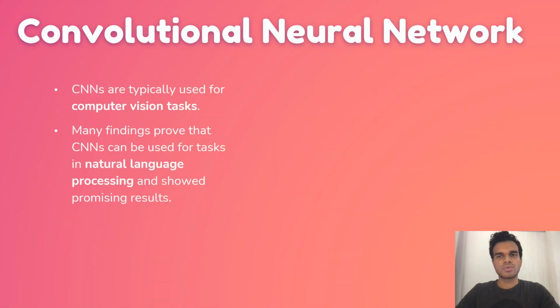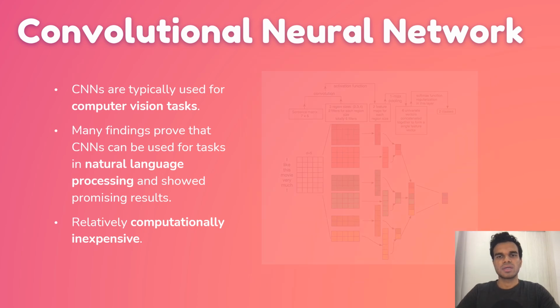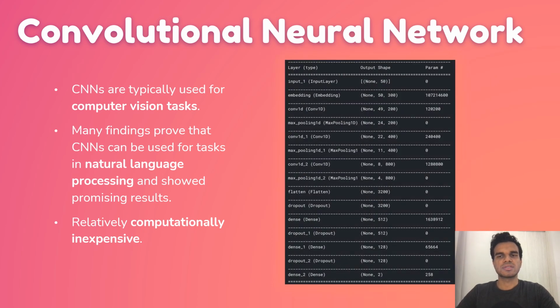Now, let us take a look at convolutional neural networks as our NLP model structure. CNNs are typically used for computer vision tasks. However, findings by many authors prove that CNNs can be used for tasks in natural language processing and showed promising results. In our case, the model architecture consists of three 1D convolutional layers followed by max pooling and then three fully connected layers for the sentiment analysis.